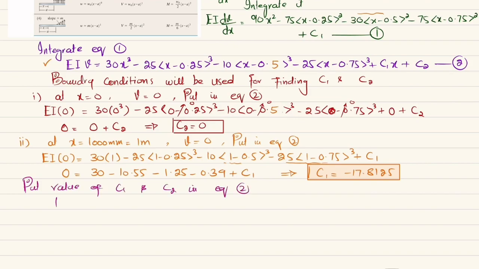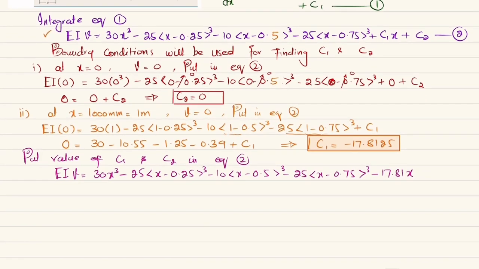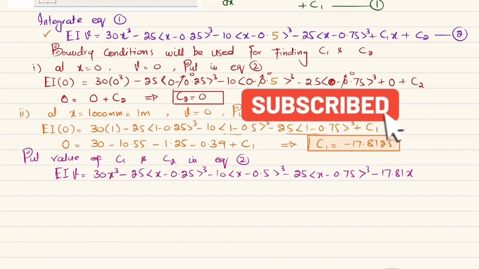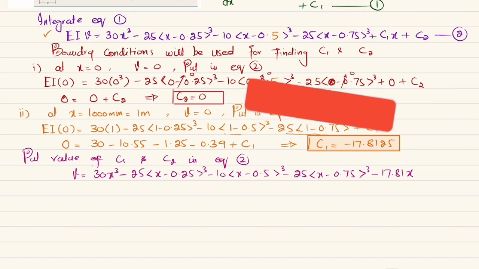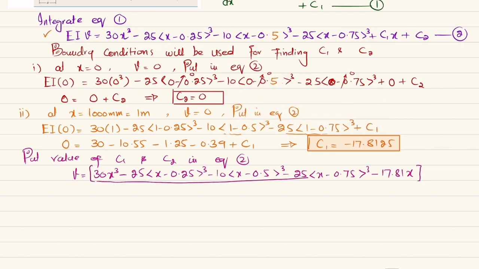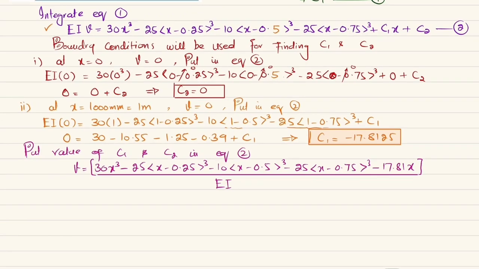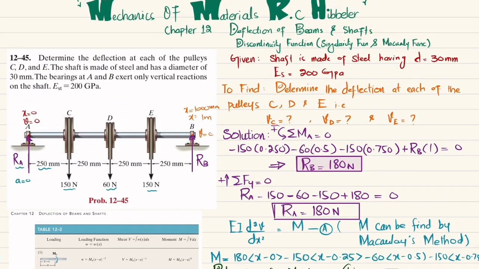So you will get EI into V is equal to 30x cube minus 25 into x minus 0.25 whole cube minus 10 into x minus 0.5 whole cube minus 25 into x minus 0.75 whole cube plus C1, which is minus 17.81 into x plus C2, which is 0. And if you divide this equation by EI on both sides, we get this term divided by EI, and that is your required equation of elastic curve. Now we will move to find the deflection at C, D, and E.